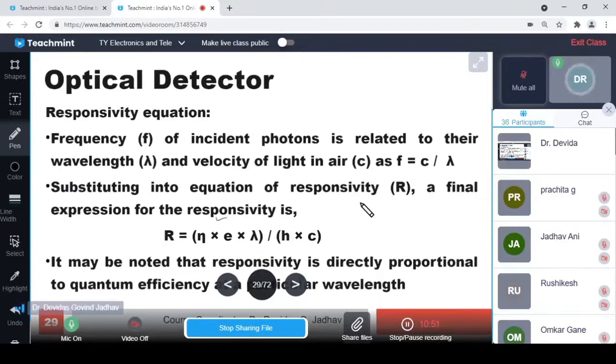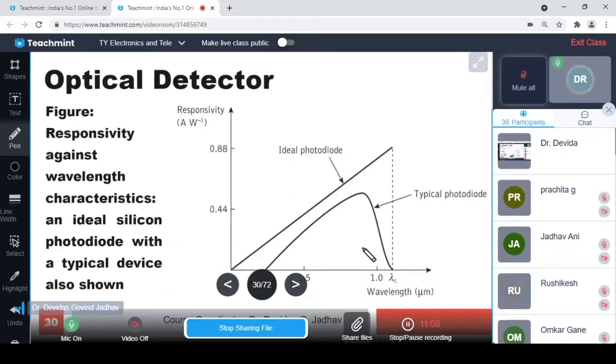So R is directly proportional to lambda, and this graph shows that as lambda increases, the responsivity increases. This is ideally, but practically, at a certain wavelength the responsivity starts increasing, and at a particular wavelength it suddenly drops to 0.